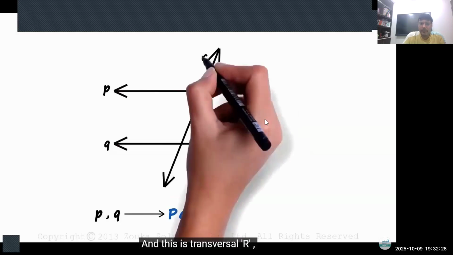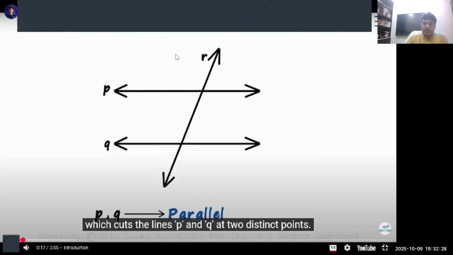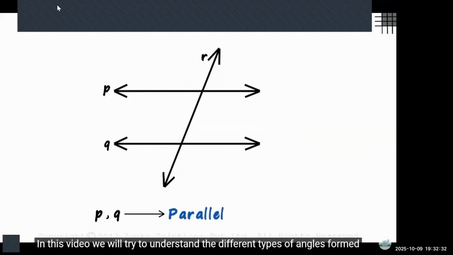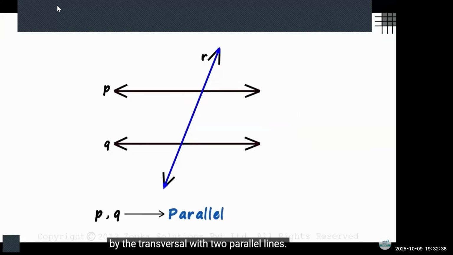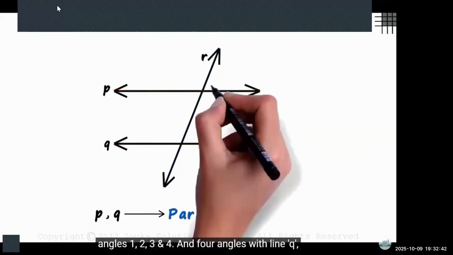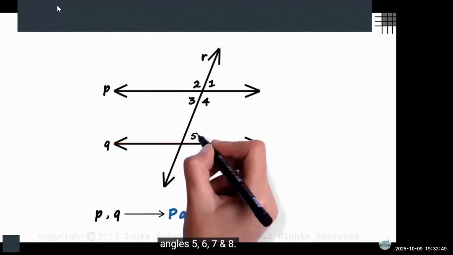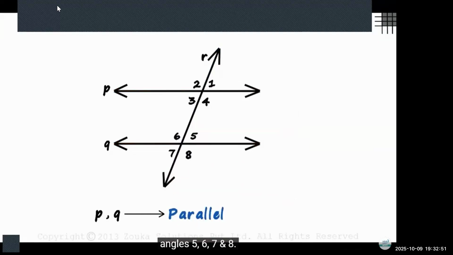A transversal R cuts the lines P and Q at two distinct points. In this video, we will try to understand the different types of angles formed by the transversal with two parallel lines. The transversal forms four angles with line P: angles 1, 2, 3 and 4, and four angles with line Q: angles 5, 6, 7 and 8.